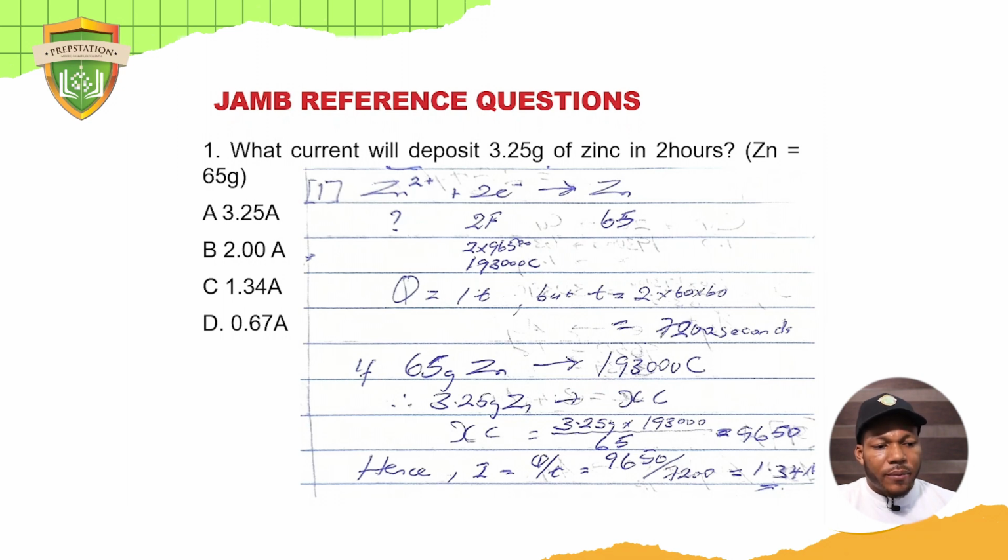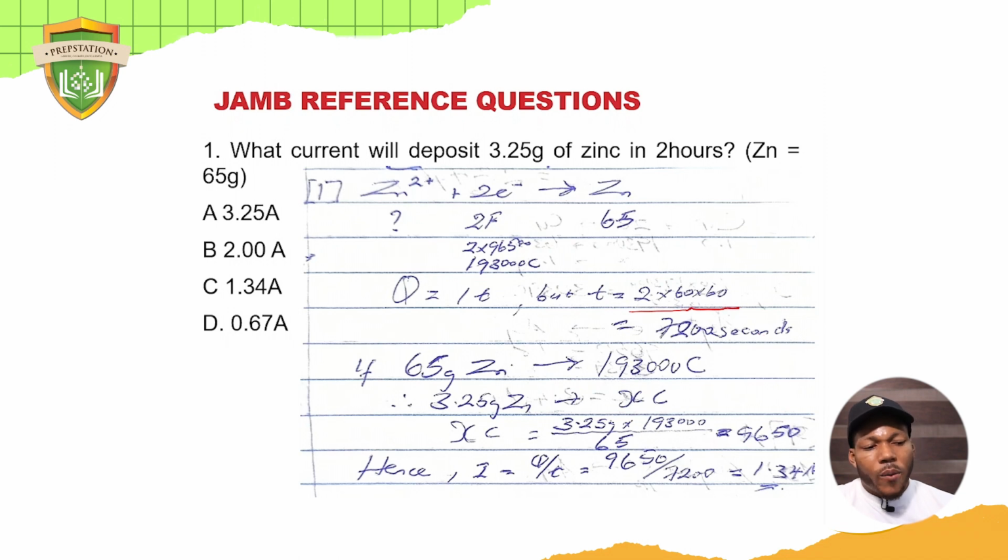Because you are given the time, you are asked to find the current. So convert 2 hours to seconds. How many minutes make an hour? 60 minutes. How many seconds make a minute? 60 seconds. So to convert 2 hours to seconds, you multiply 2 times 60 to get minutes, then times 60 to get seconds. If we do that, you will have 7,200 seconds.